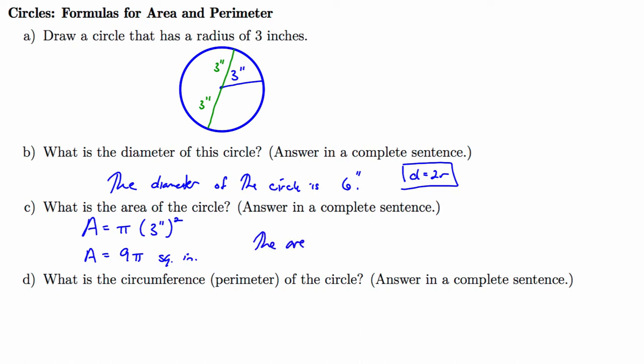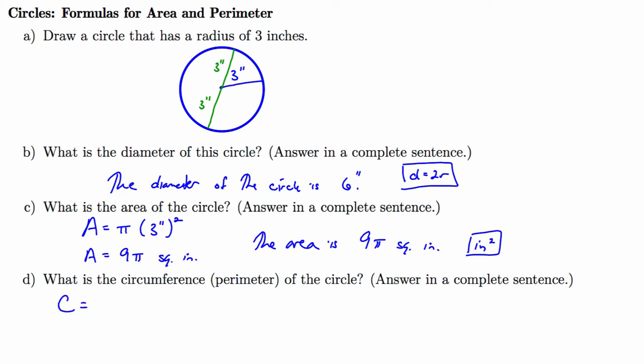So to answer this question, what is the area of this circle? The area of this circle is 9 pi square inches. It is important to note that you could also write square inches using the abbreviation inches with an exponent of 2, inches squared.